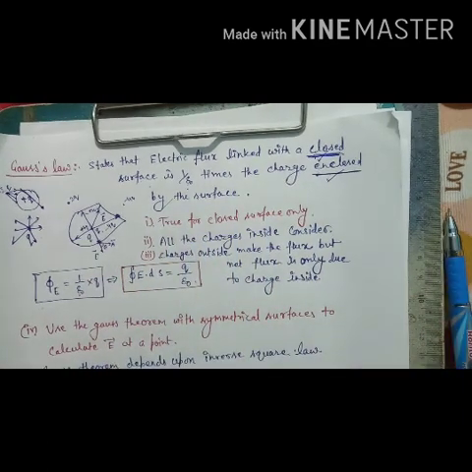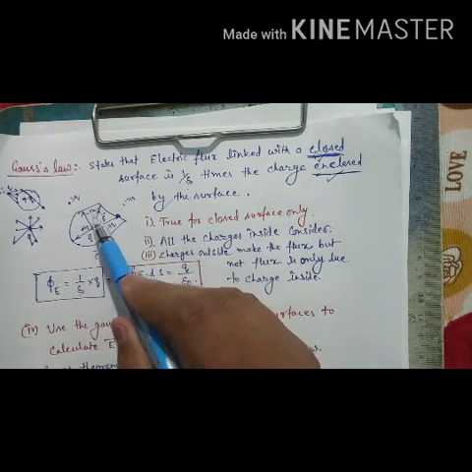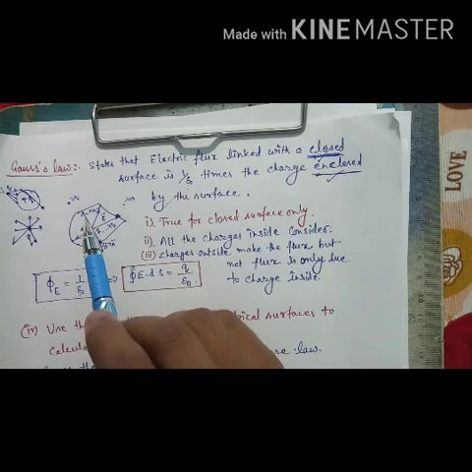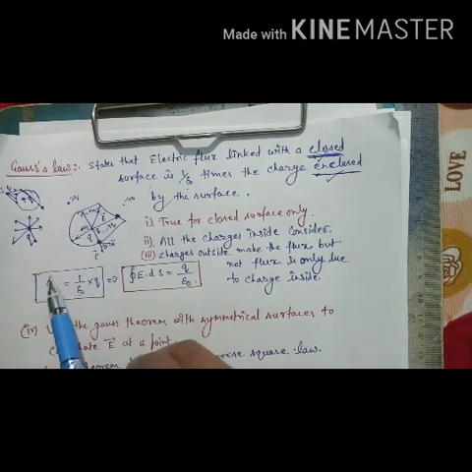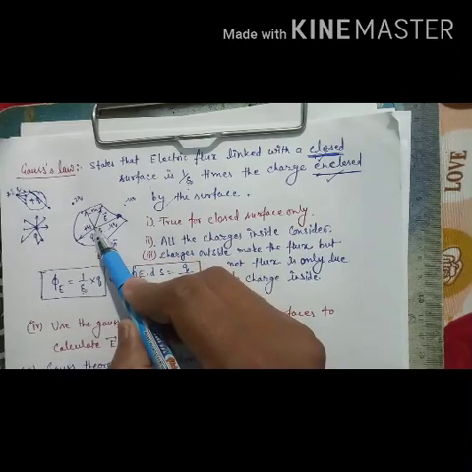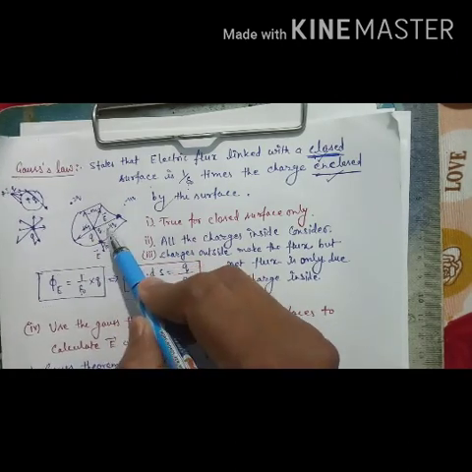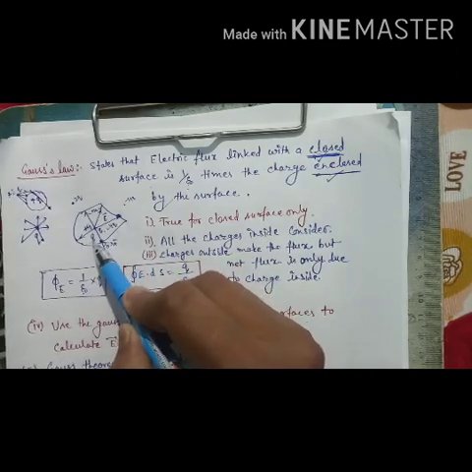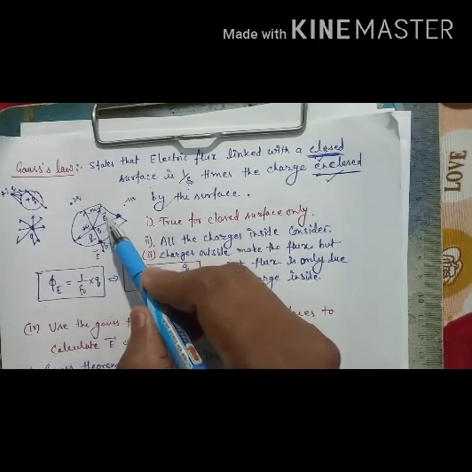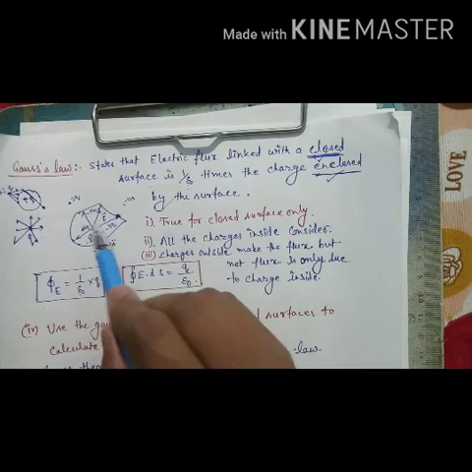For Gauss law, there are many conditions. First, it is true for a closed surface only. Second, all the charges are considered inside this surface. Let us suppose here will be a charge plus q, here a charge plus 2q, here a charge 3q, minus 4q here, minus 6q here. So all these charges are considered inside the surface.